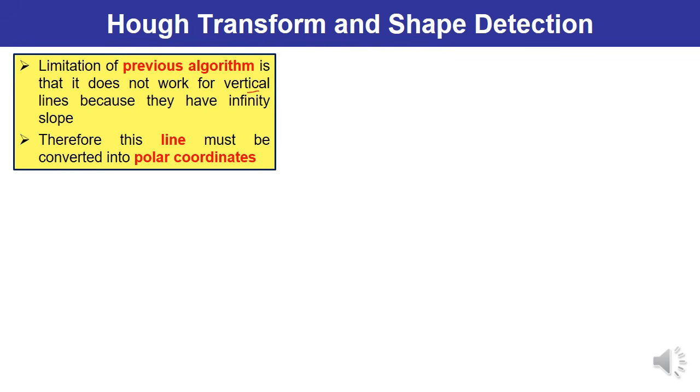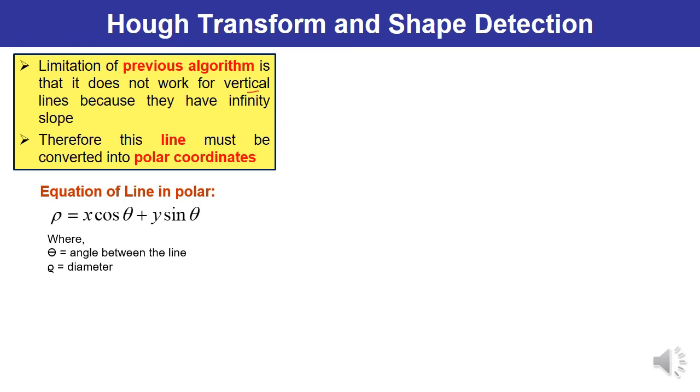What do you mean by this? You know how an xy plane can be converted into a polar plane. So the equation of a line in the polar plane can be written as what? Rho is x cos theta plus y sin theta. Here theta is the angle of the line and rho is the distance. Now for the modified Hough transform for the polar coordinates, you have to understand polar coordinate lines.